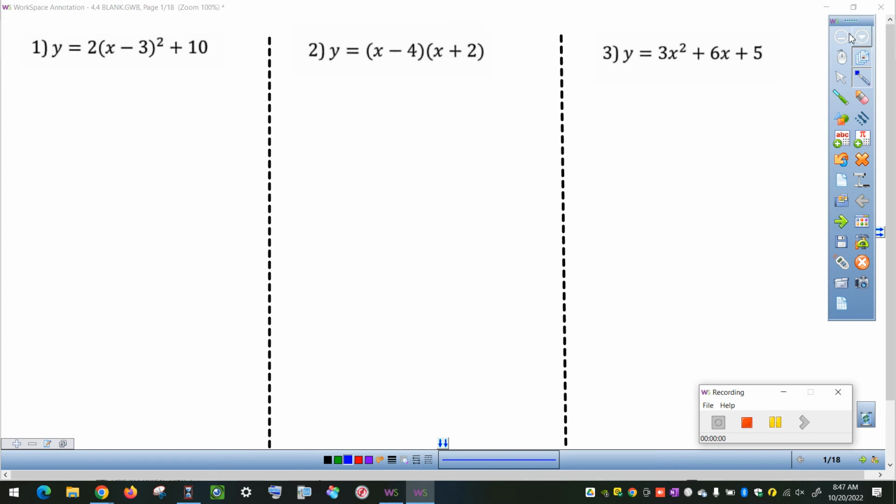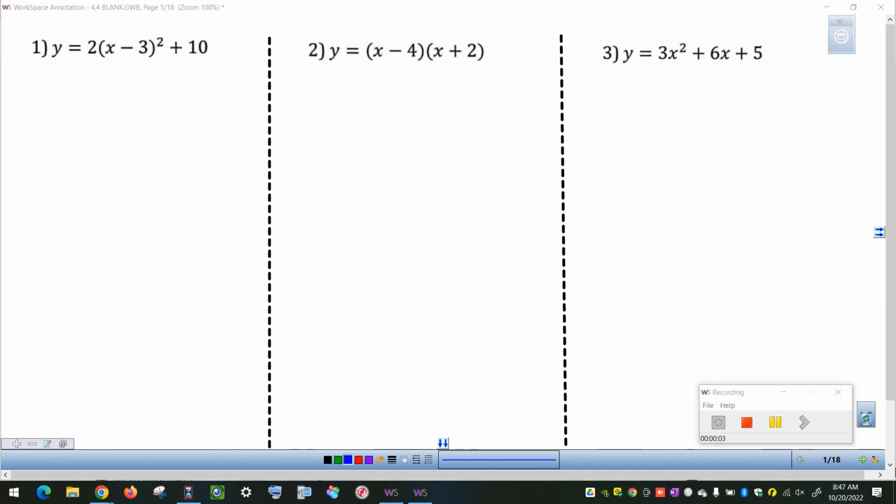We want to first identify what form the equation has been written. Noticing here that this only has one parenthesis in it, and that parenthesis quantity is being squared, this one is what we call our vertex form. So this is what we did on the first day. And the general form of that is a times the quantity x minus h squared plus k. So we want to recognize the form.